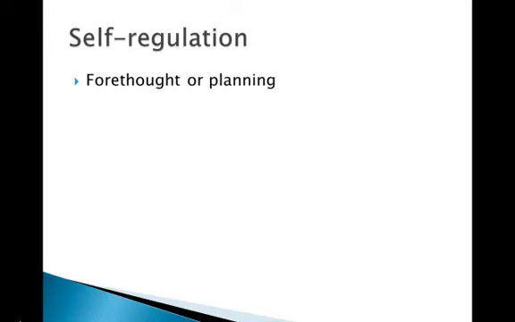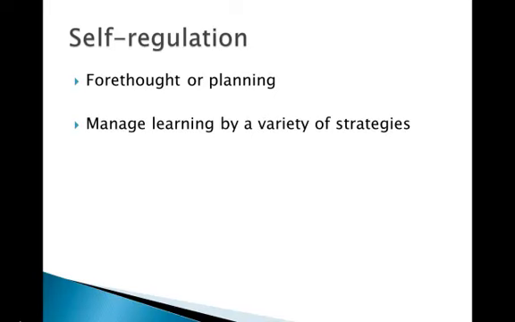Self-regulation is another important factor in motivation, and self-regulation has 3 major components. When we talk about self-regulation, we have to consider, first of all, forethought or planning. And let me back up for just a minute. Self-regulation has to do with setting goals for ourselves and then attempting to accomplish those goals and motivating ourselves to accomplish those goals. So the first thing we have to do in self-regulation is to have some forethought or a plan for completing our goal.